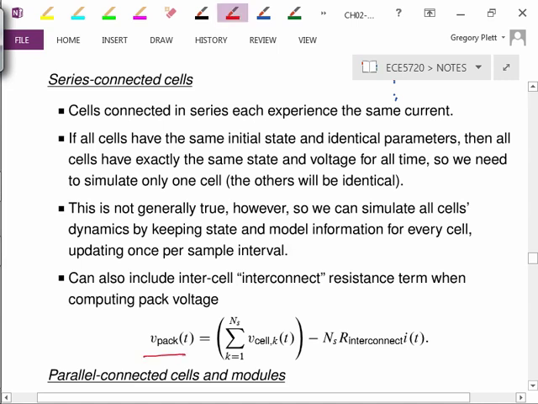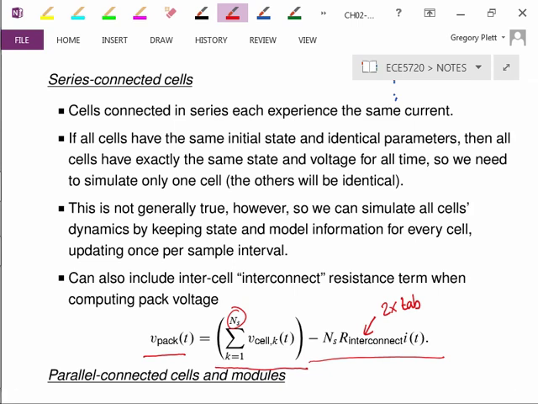So the voltage of the battery pack is the sum of all of the cell voltages, Ns being the number of cells in series, minus Ns times an interconnect resistance times I. And this interconnect resistance we could think of as 2 times a tab resistance, where a tab is one of the terminals of the cell, plus whatever wiring is in between it. So either way, we could think about it either as the total interconnection resistance between two cells, or the tab resistance of one cell.